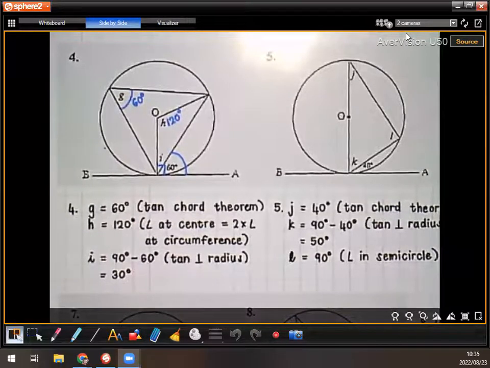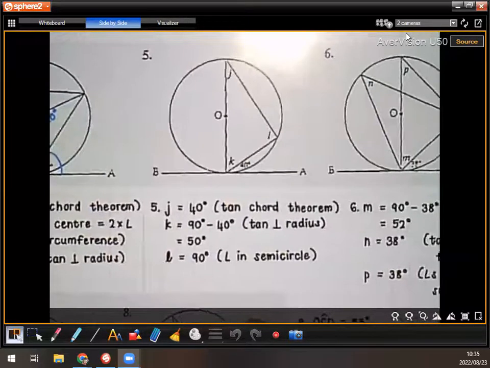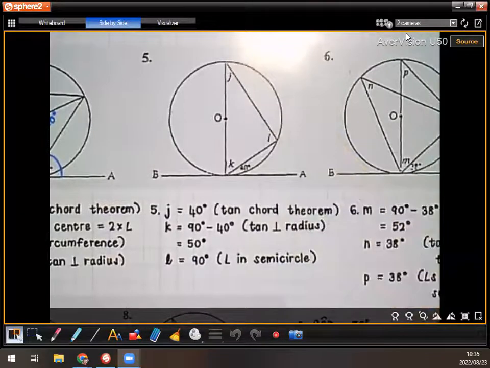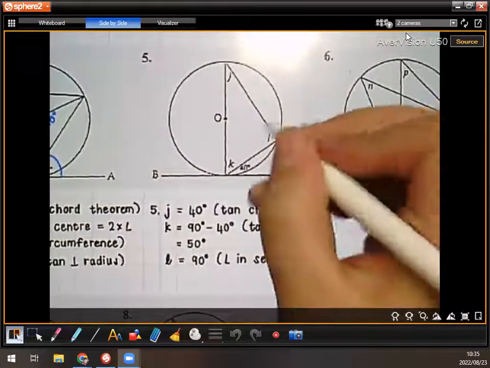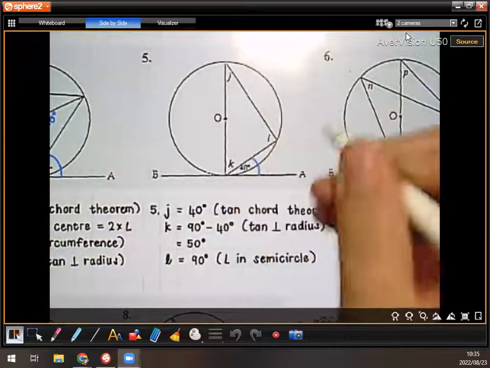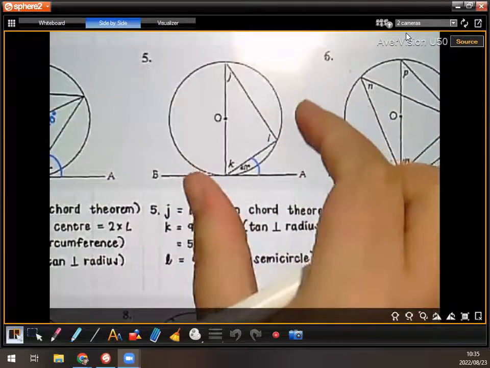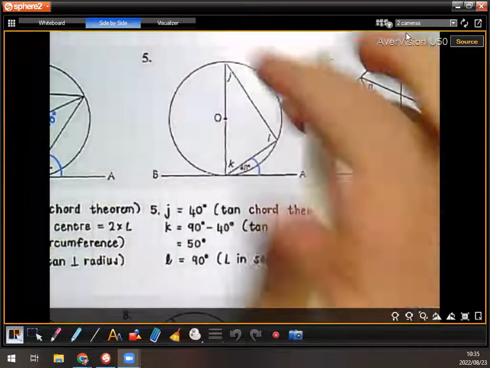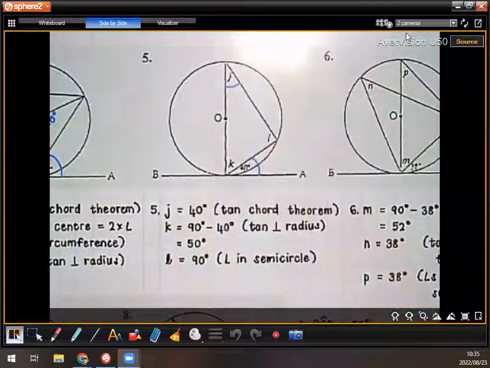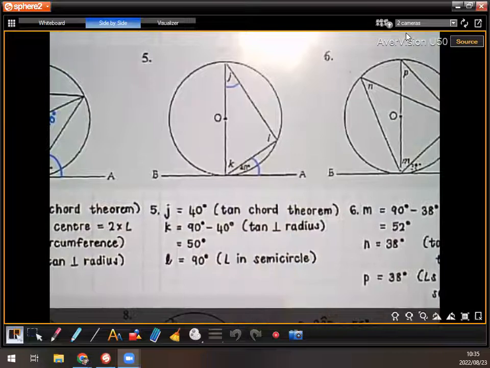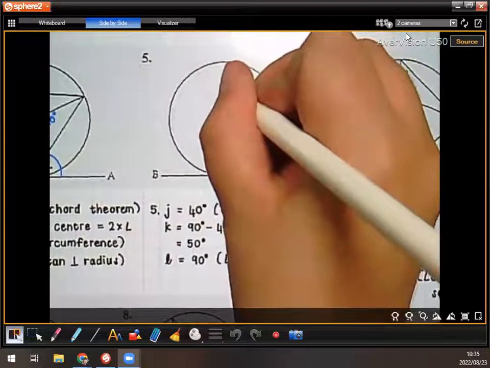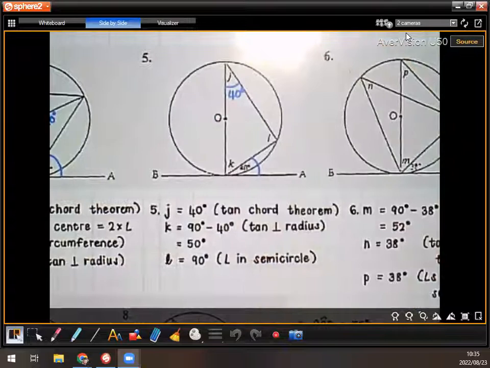Okay, any other questions on number 4, guys? All right, for number 5, J and then K and then L. So for J, I use the tan chord theorem. I think it was a bit more difficult in this case, but you have that 40-degree angle there, which is between the tangent and this chord, and then this chord subtends angle J as well, right? So because of the tan chord theorem, J and that 40-degree angle have to be equal, so J is going to be 40 because of the tan chord theorem.